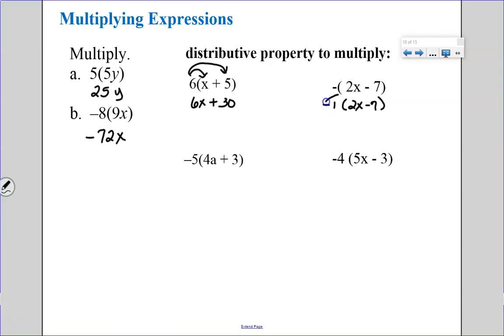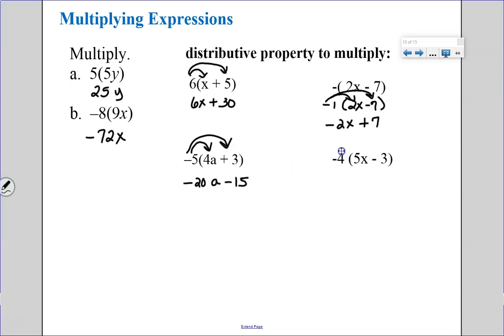So you end up having negative 1 times 2x and a negative 1 times a negative 7. Well, negative 1 times 2x would make negative 2x. Negative 1 times negative 7 would make a positive 7. On this one, negative 5 times 4a, negative 5 times 3. Negative 5 times 4a is negative 20a. A negative 5 times a positive 3 would make negative 15.